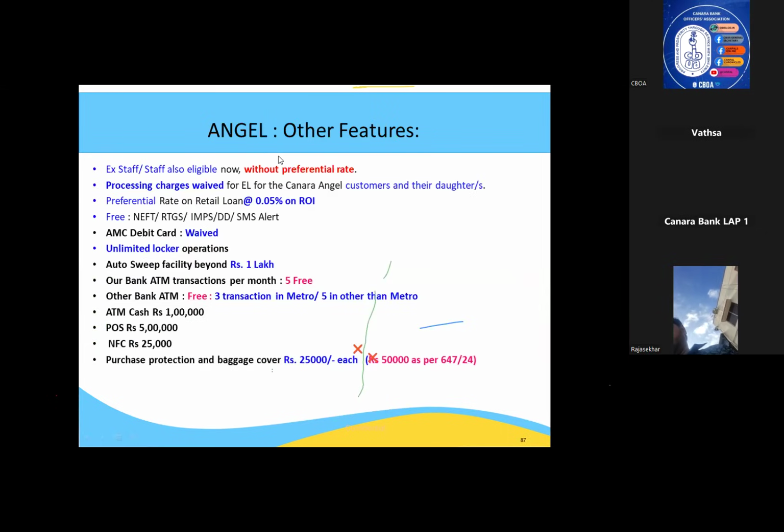Other features of the Angel category: staff is also eligible. Processing charges are waived for EL. This is for Canara Angel customers and daughters. Preferential rate of interest is 0.05%. Free NEFT, RTGS, IMPS, DD, SMS, AMC debit card waived. Unlimited locker operations. Auto sweep facility beyond 1 lakh. Our bank ATM transactions. Okay, this and all you know, so I need not repeat.